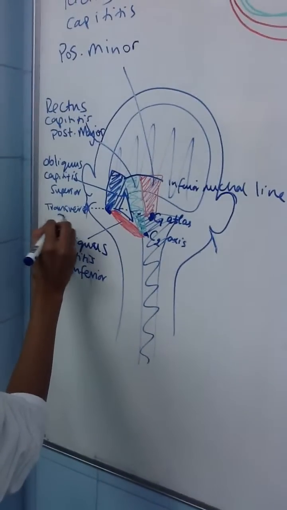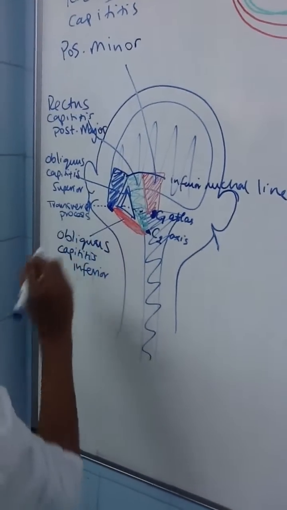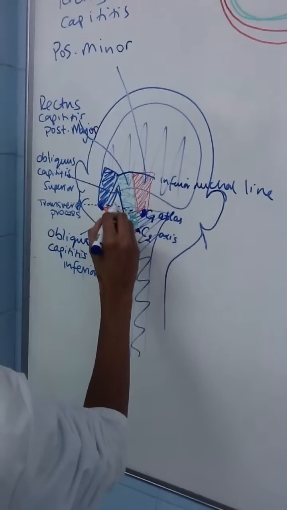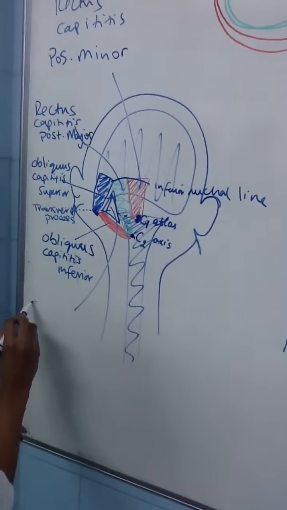The fascia that covers trapezius is attached to the superior nuchal line.